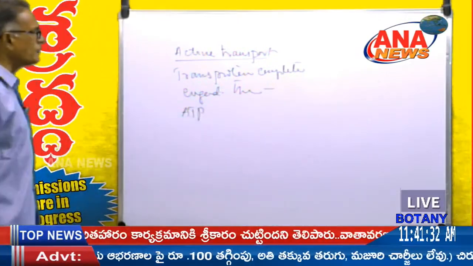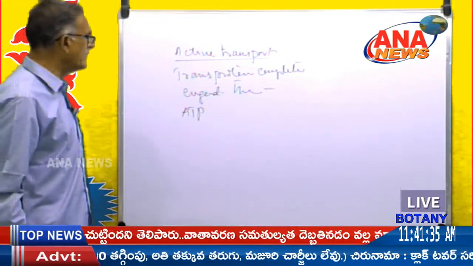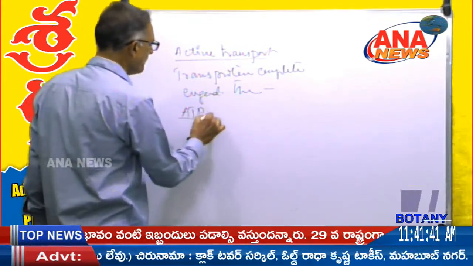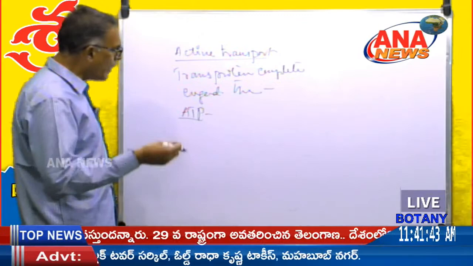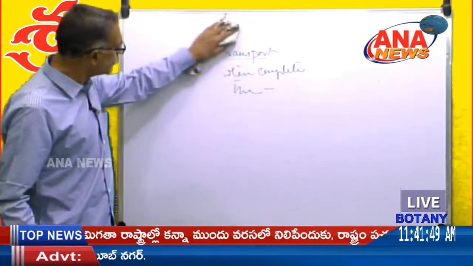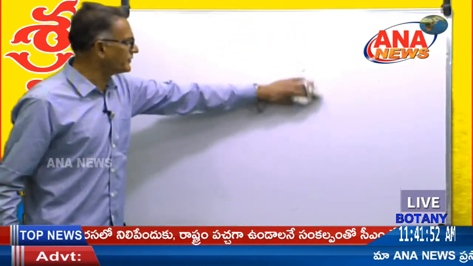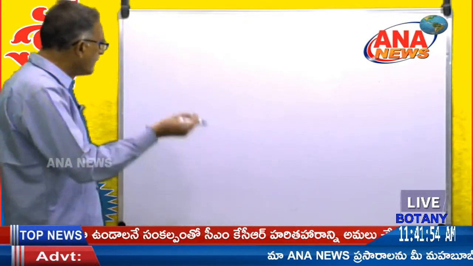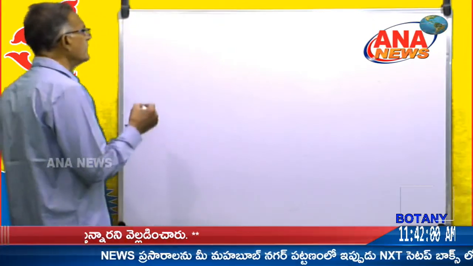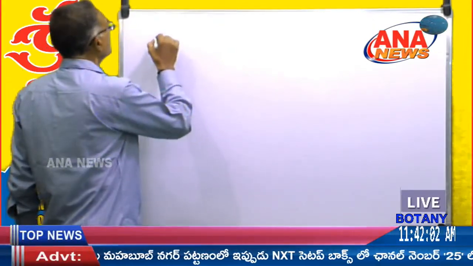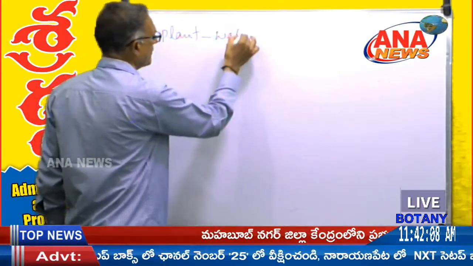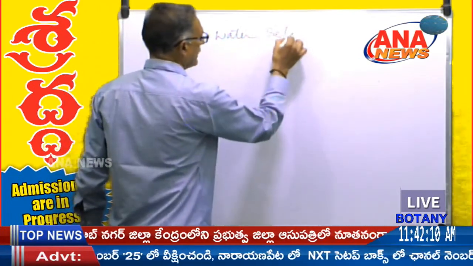Active transport and facilitated transport are both inhibited by some substances, inhibitors, because they bind with the side chains of the proteins. Now, the next subtopic in this: plant water relations.